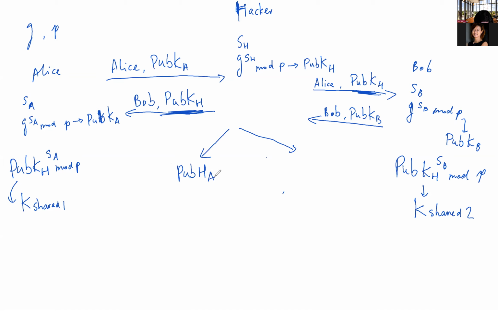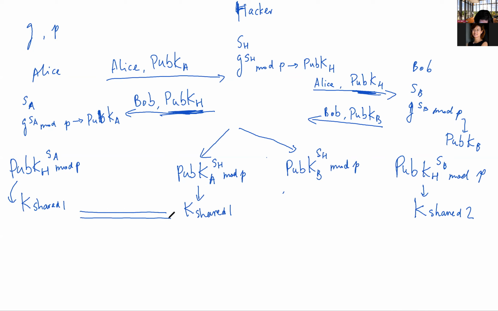And so the attacker raises it to the power of SH, which the attacker knows, right? Because that's the attacker's own private key. And we can verify that this is equal to K shared 1. And so they are the same. And this is K shared 2. And this is the same, right?